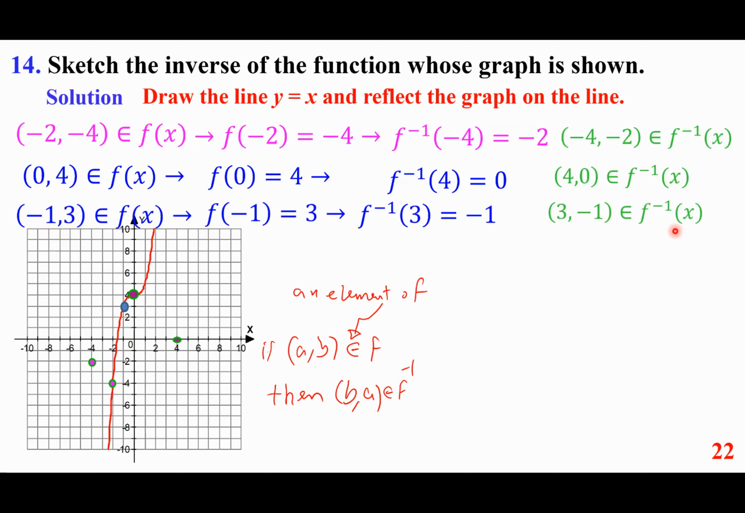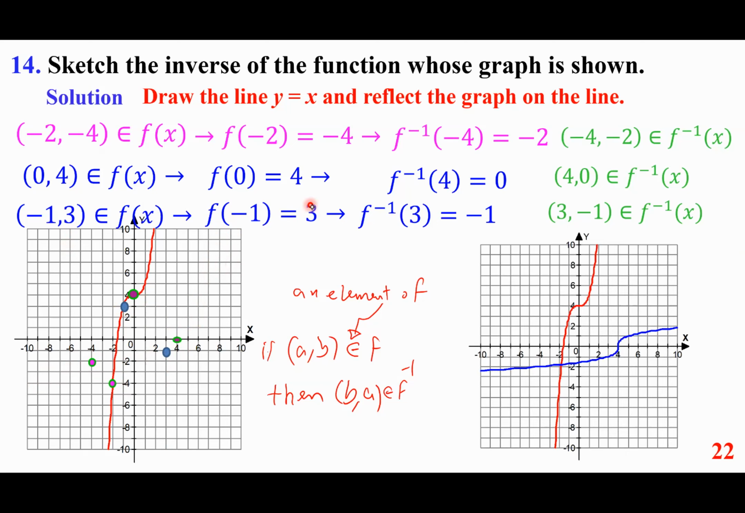And so with that being the case, all you have to do is put these three pairs. -2, -4 gives us this pair, -4, -2. 0, 4 gives us 4, 0. And -1, 3 will give us 3, -1. So if you were to graph this, it looks something like that. Take a look, looking like that. And that's the line y equals x. Two pairs here, and another pair. So those are the pairs that helped us graph the inverse function.